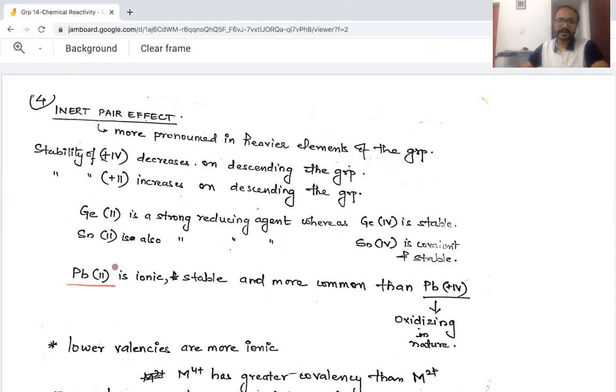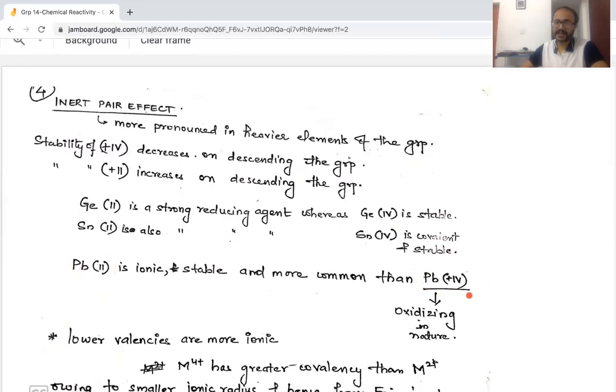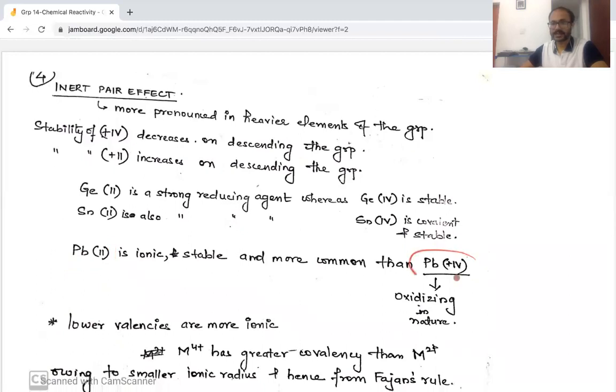Now, lead in its +2 oxidation state is more ionic, more stable and more common than lead in its +4 oxidation state. So if you have lead in the +4 oxidation state in any compound, it will act as an oxidizing agent because it will always try to accept electrons and thereby convert to lead +2. That is why compounds with lead in the +4 oxidation state act as oxidizing agents.